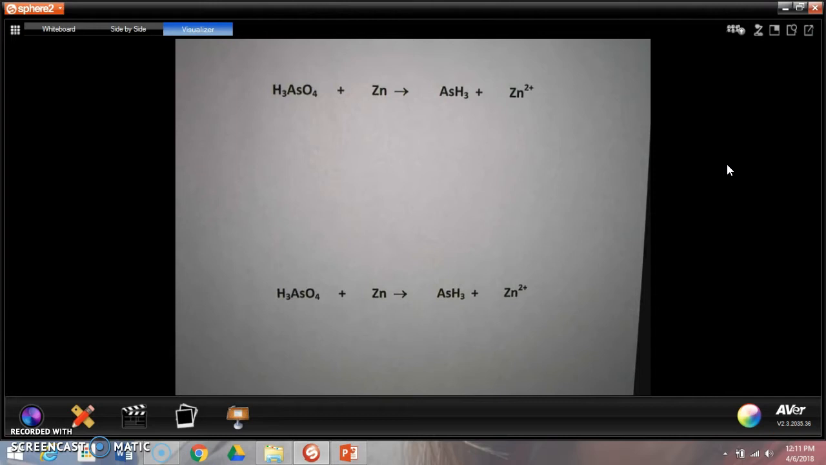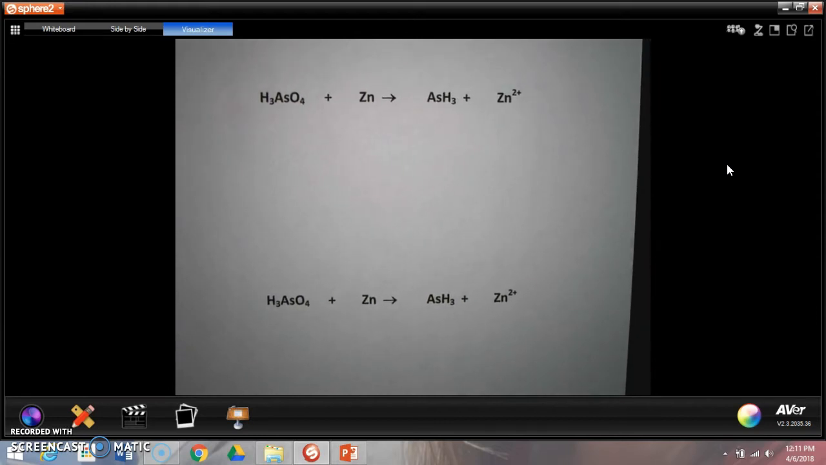AP will sometimes specifically ask for one or the other. If it asks for one, more often it asks for the half reaction method. So keep that in mind. Make sure you're comfortable with both ways, just to be safe for the AP exam.